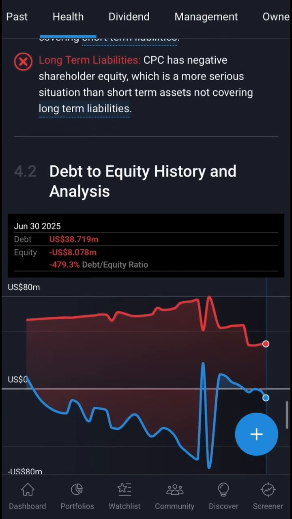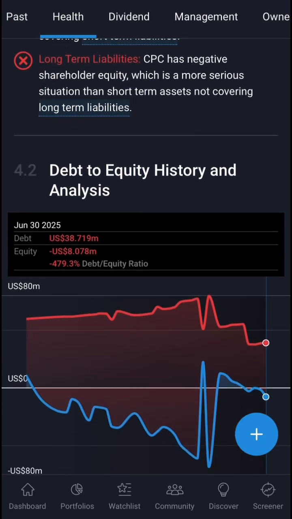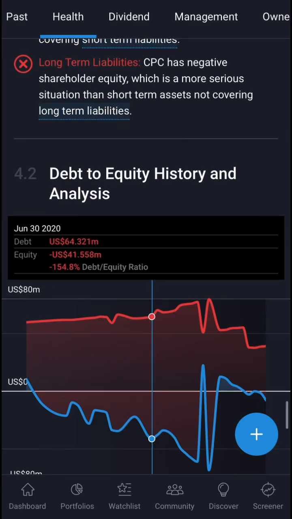So let's look at the debt to equity history. You can see the debt. This was updated on the 30th of June 2025. The debt was around 38.719 million and equity is around 8.078 million. So you can see it's very bad and it's also negative.